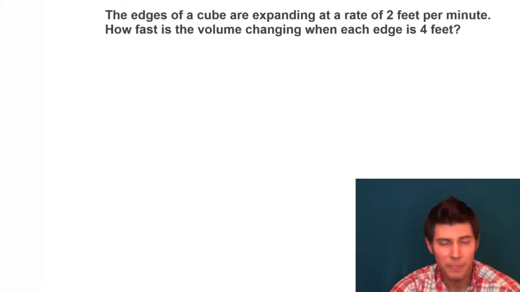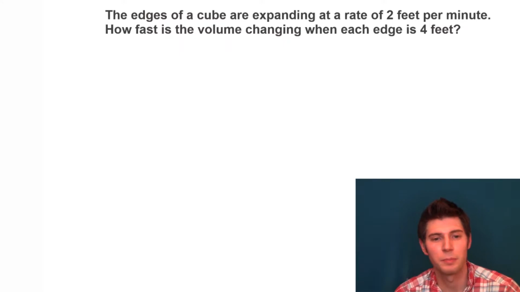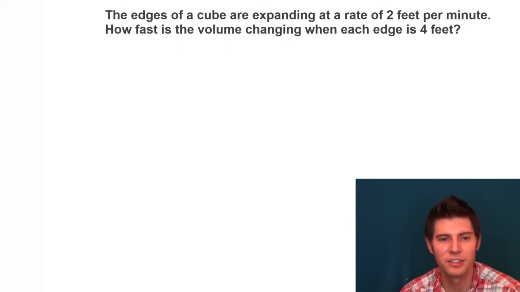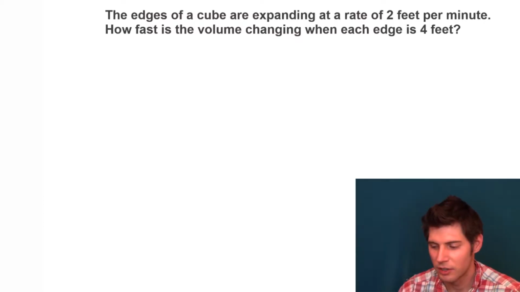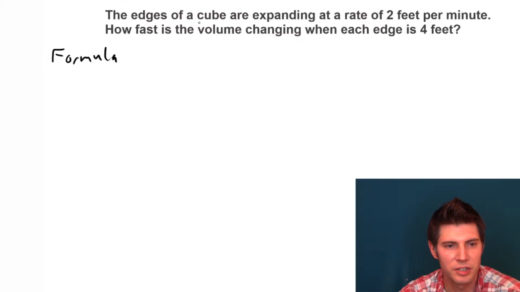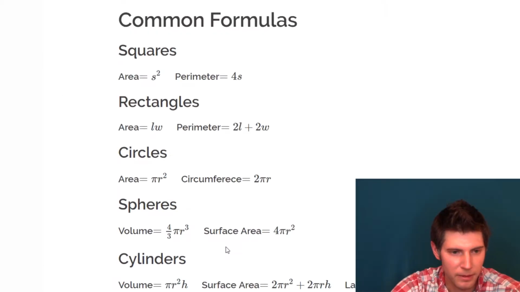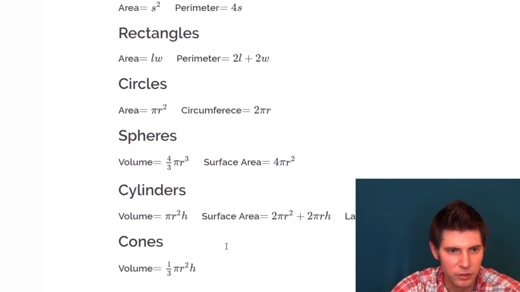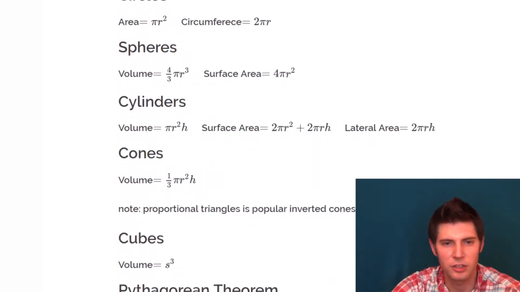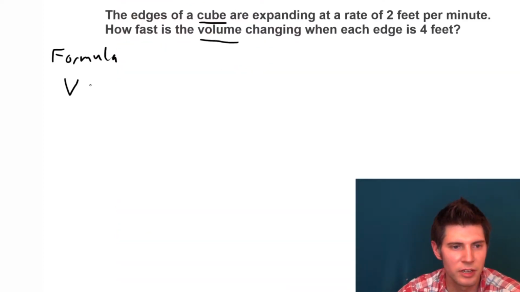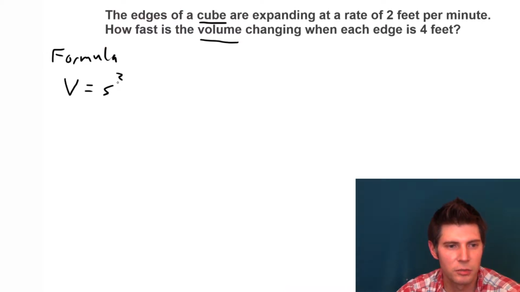Let's do the next. The edges of a cube are expanding at a rate of 2 feet per minute. How fast is the volume changing when each edge is 4 feet? So first we need the formula. So I see cube and volume. So the volume of a cube. Volume of a cube is s cubed. So it's V equals s cubed.